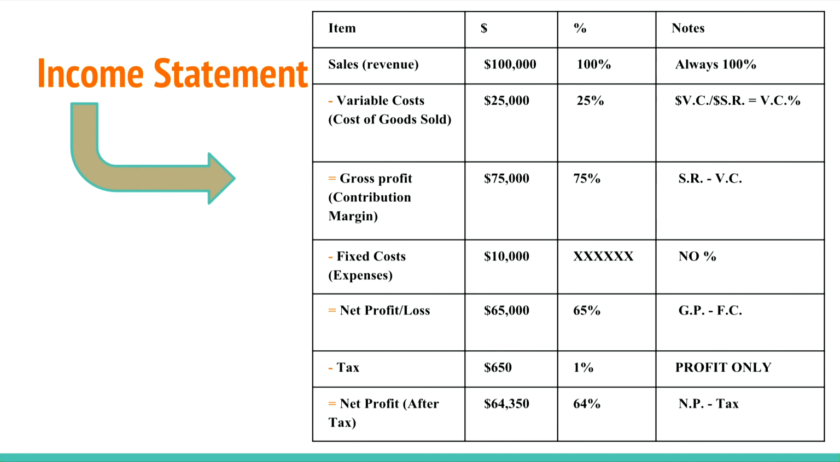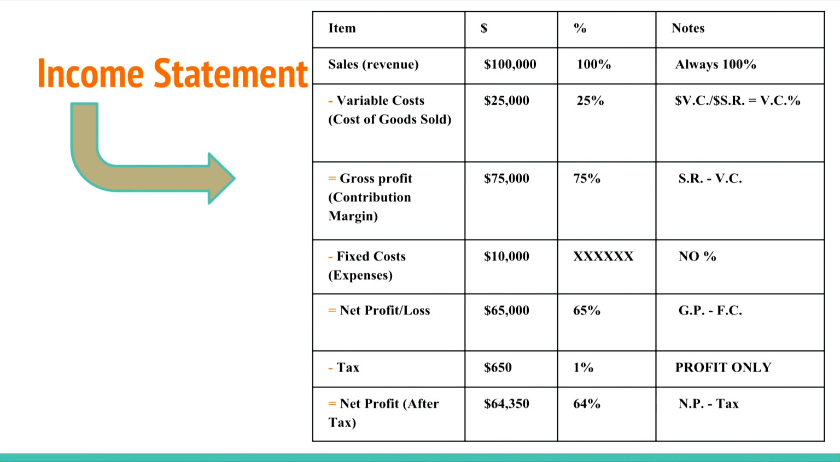Next is gross profit, which you get from subtracting variable costs from your cost of sales, and gross profit is also called the contribution margin. In this example, it would be $75,000 because that's $100,000 minus $25,000, and it's 75%. You get that from 100 minus 25, or taking $75,000 divided by $100,000.